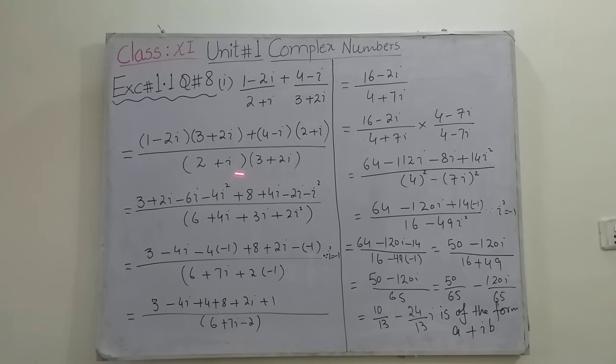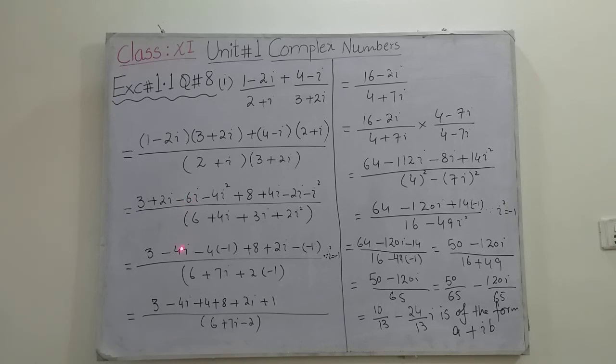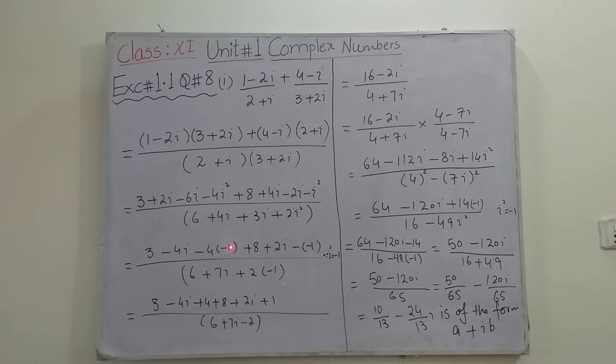Similarly for the denominator, first multiplying 2 with 3 plus 2 iota, we have 6 plus 4 iota. Multiplying iota with 3 plus 2 iota, we have 3 iota plus 2 iota square. Now for iota square, putting minus 1, as we know that the value of iota square is minus 1. So we have 3; 2 iota minus 6 iota gives minus 4 iota; iota square is minus 1, and 8; 4 iota minus 2 iota gives 2 iota; iota square is minus 1. For the denominator, 6.